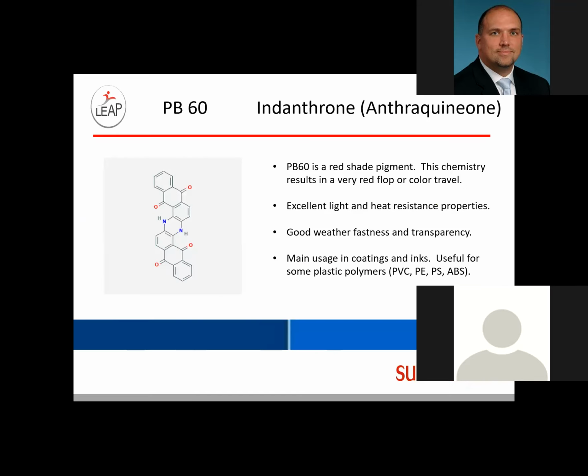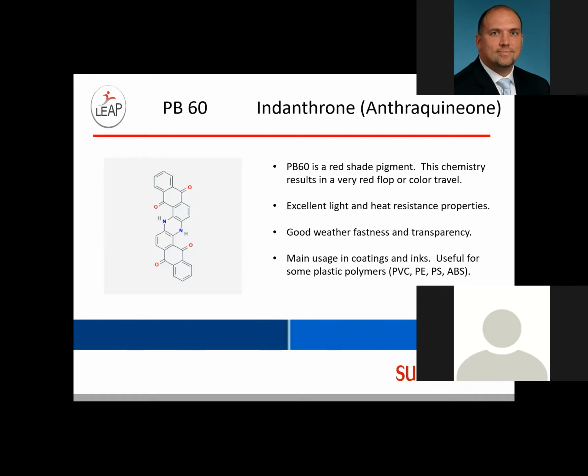Pigment Blue 60, Indanthrone. This is a very red shade blue pigment. This chemistry is known for resulting in a very red flop or color travel, especially in the coatings area. This could be a positive thing in your color formulation, or it can be a very difficult aspect to manage in developing a new color.